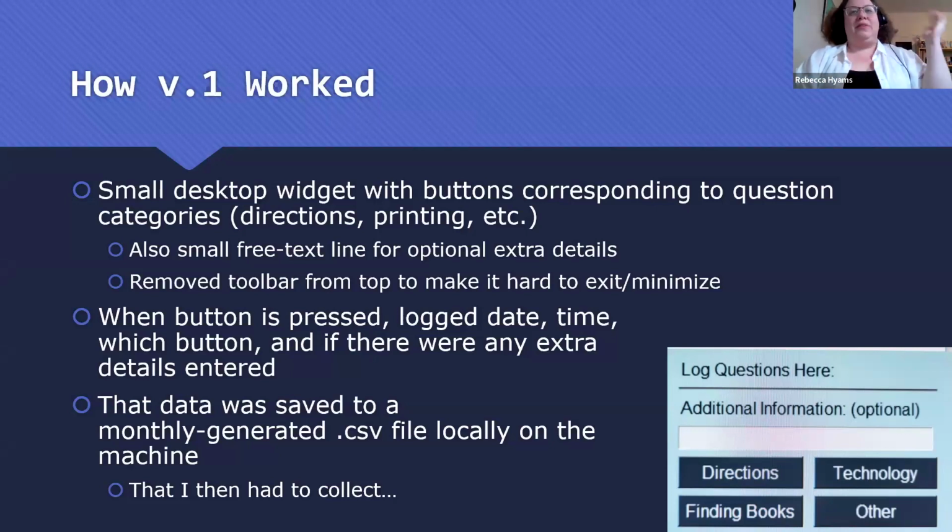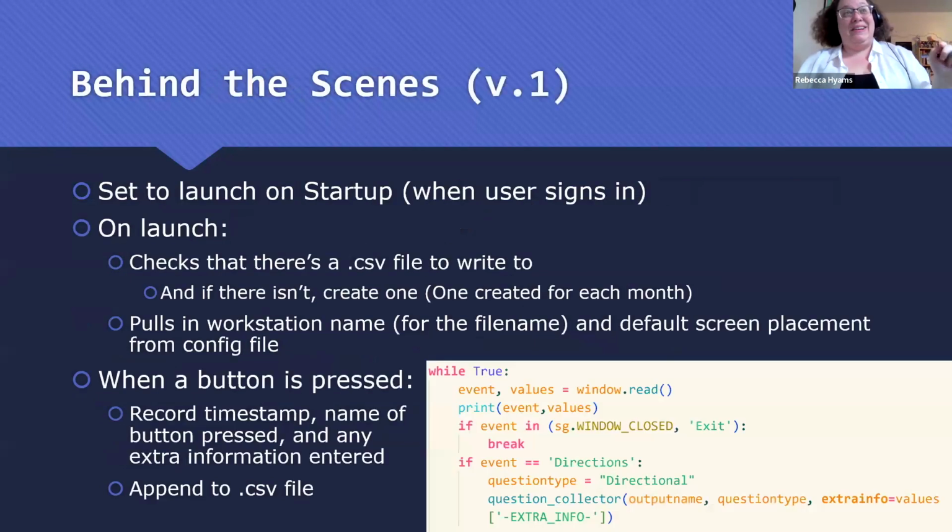Basically when a button is pressed, it keeps track of the date and time and enters that data. In the original version, and I'll talk a little bit more about this, it was saving that data to a CSV locally on the machine that I had to then collect. Behind the scenes, I set these up to launch when a user signs into the computer, because there are constantly people signing in and out throughout the day. I just wanted it to open so no one has to remember to do it. You can just put the shortcut in the startup menu and it launches.